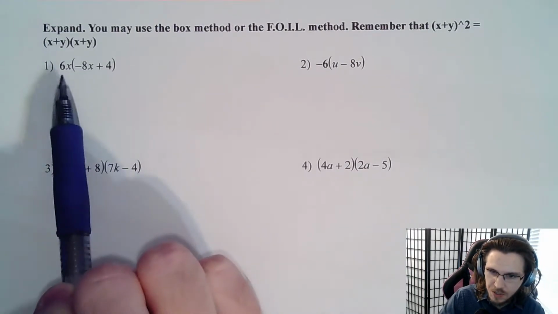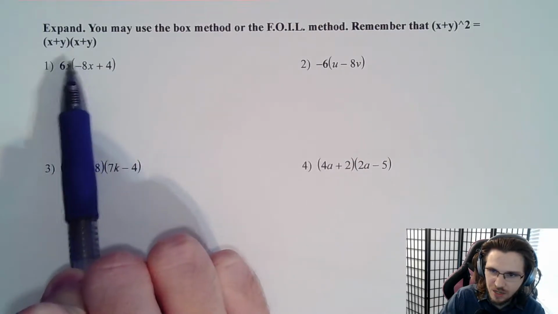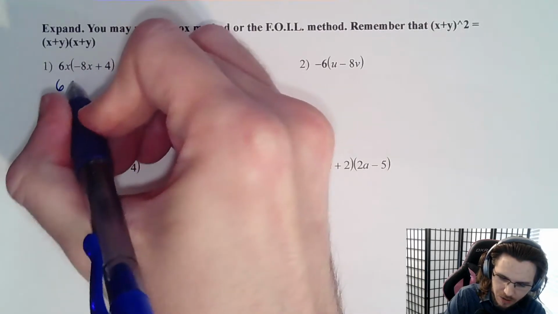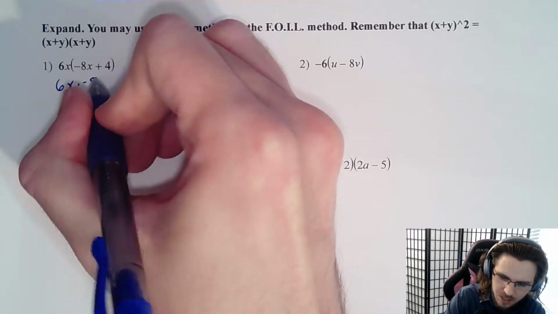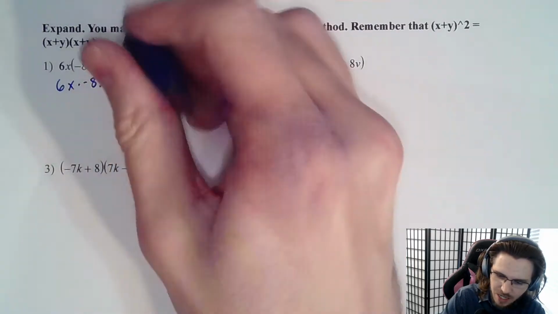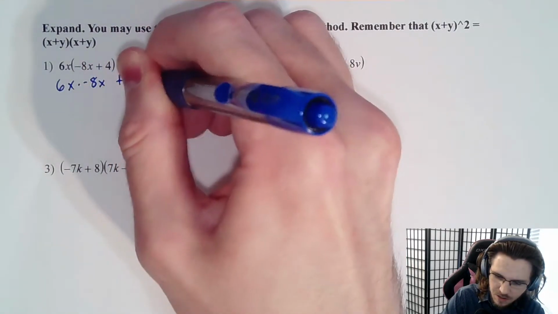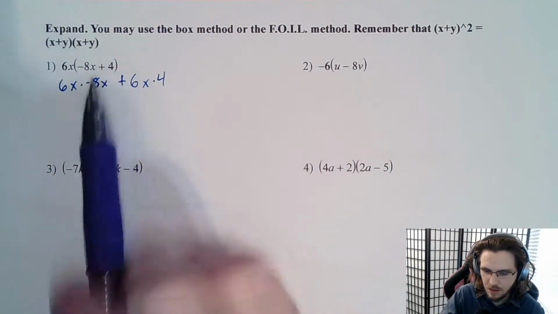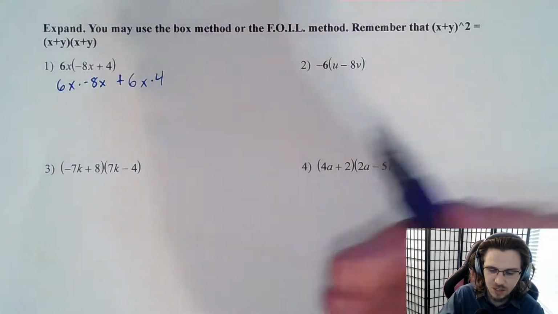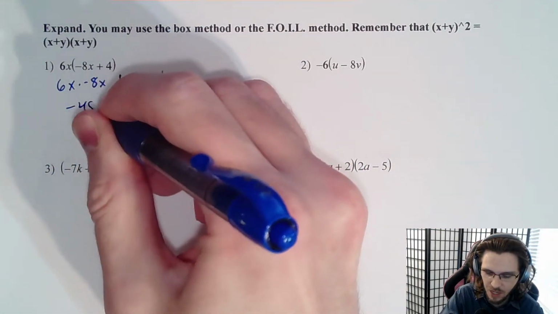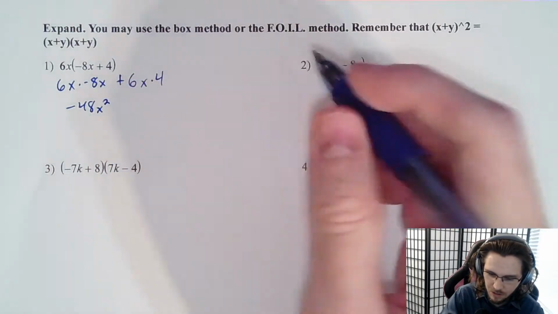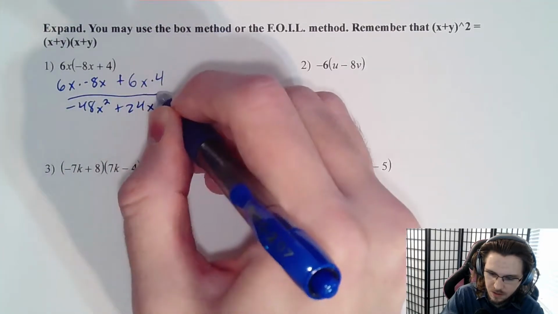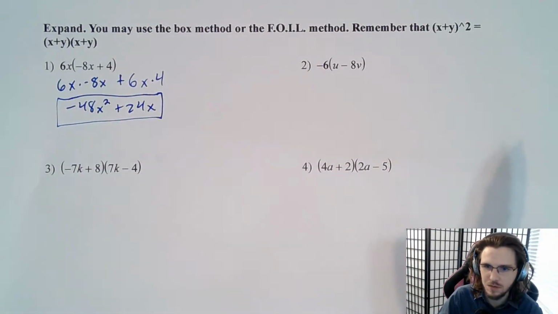Here we go. So the 6x is going to be distributed to both right away. I'm going to show all the work here just as a reminder on this very first one. So that's 6x times negative 8x, and then 6x times 4. When you multiply an x times an x, it becomes an x squared. So 6 times negative 8 is negative 48x squared, plus 6 times 4 is 24x.